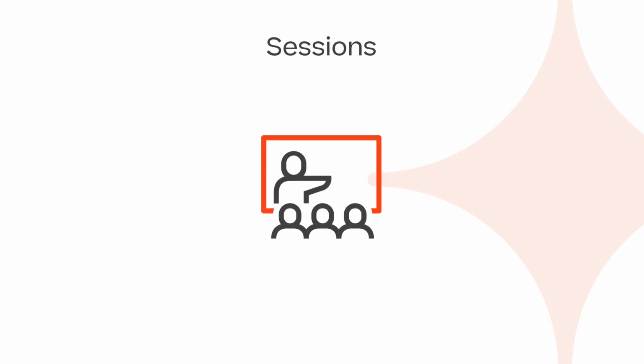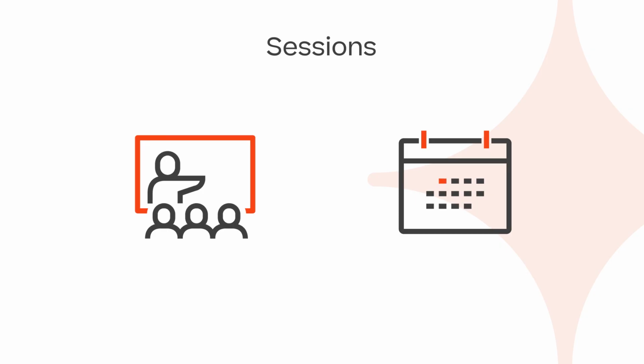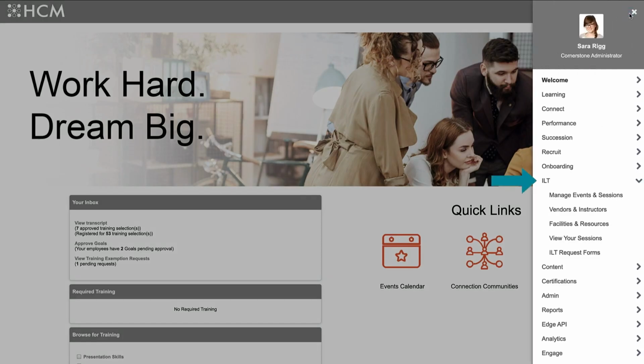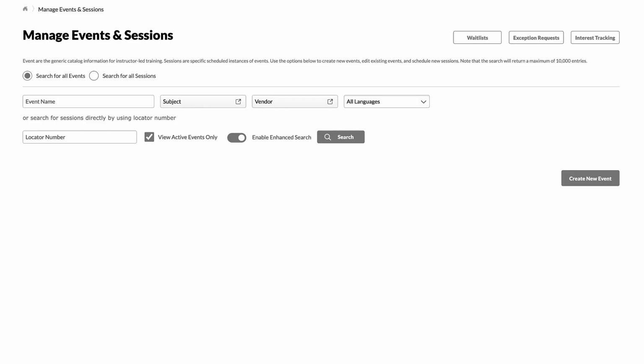Sessions are scheduled instances of instructor-led training events. After you create an event, you can create as many sessions for that event as you need. First click ILT, then Manage Events and Sessions, and search for the event for which you'd like to create a scheduled instance. You can search for your event by name, subject, vendor, or locator number.